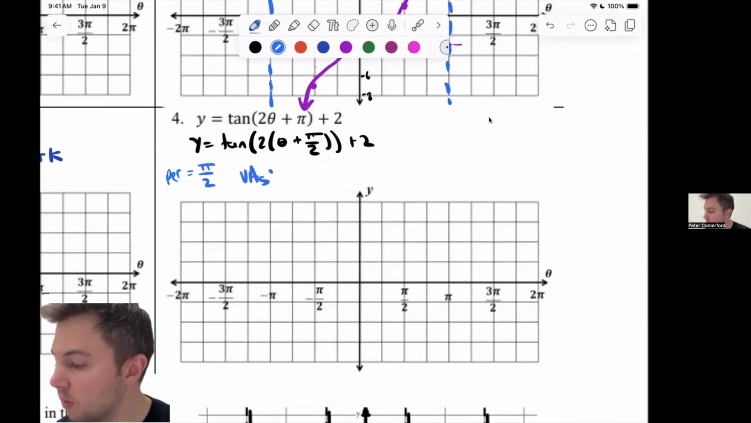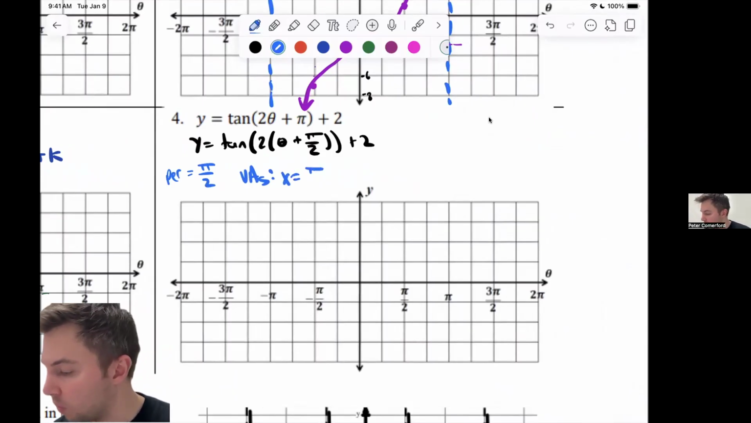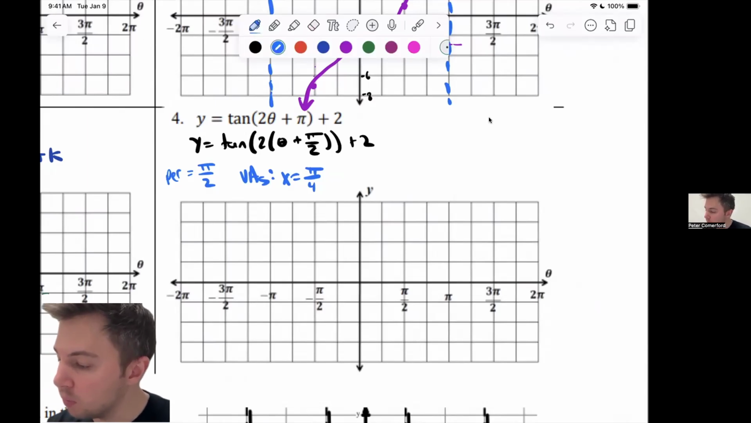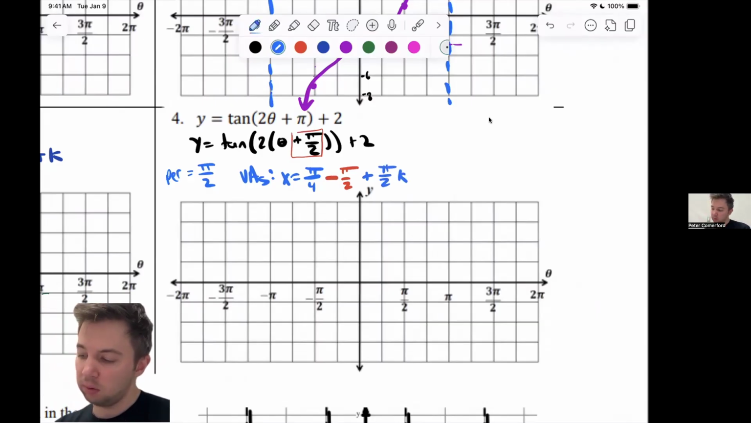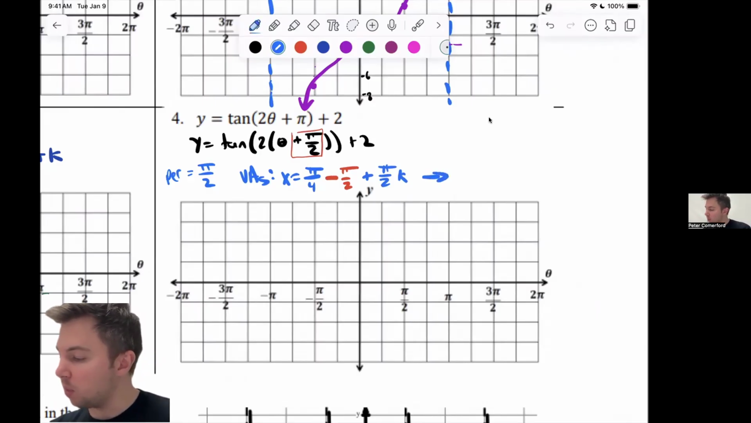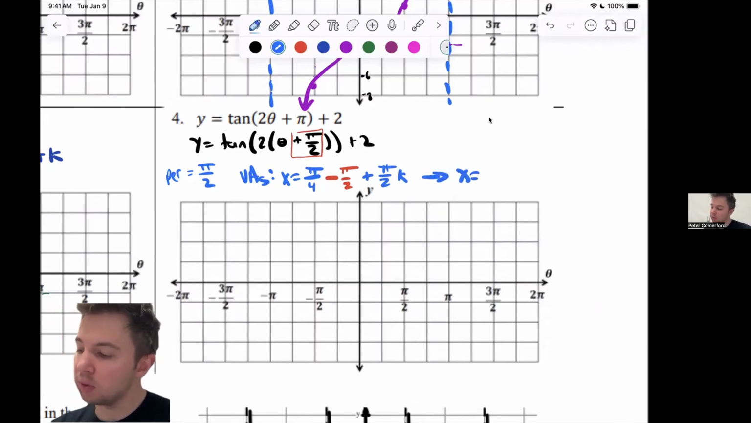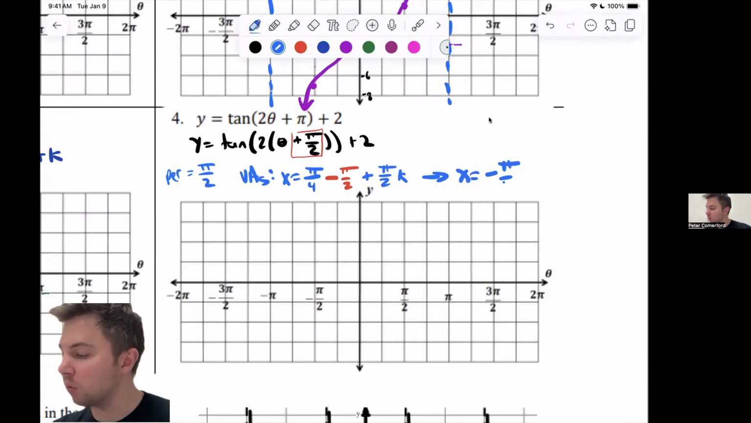So my VAs, I'm going to have x equals half the period, pi over 4, plus, oops, not plus, my phase shift is left pi over 2, so I'm actually going to subtract pi over 2, and then plus period k, so plus pi over 2k. And when I simplify that, I get that my VAs are x equals pi over 4, take away pi over 4 puts me at negative pi over 4. Sorry, we took away pi over 2, and then plus pi over 2k.